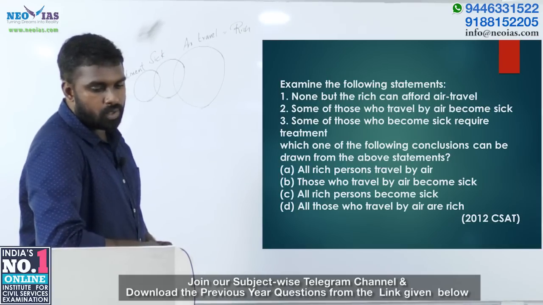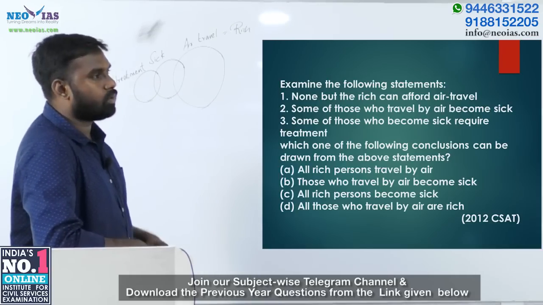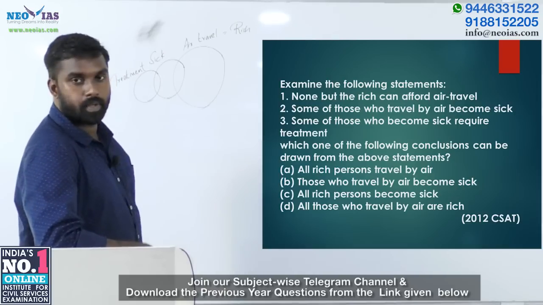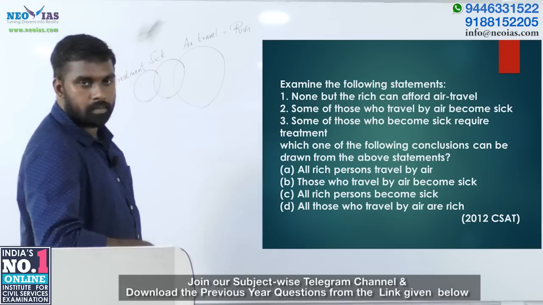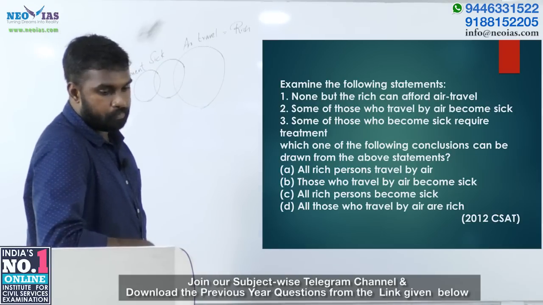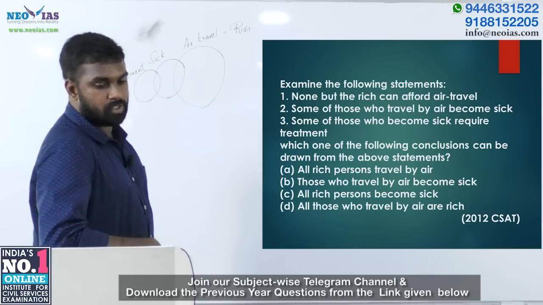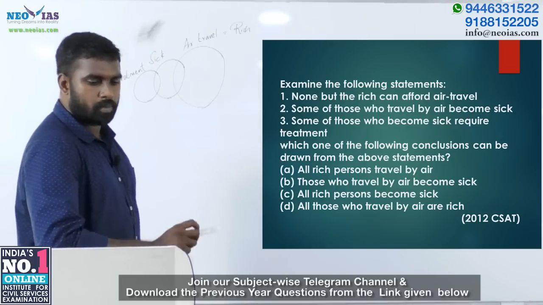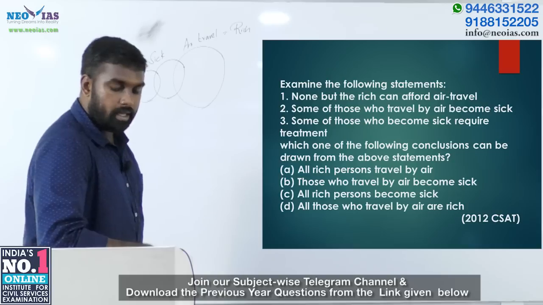Option B, those who travel by air become sick. That means whoever travels by air becomes sick. That is not possible. Only some of them who travel by air become sick. So option B is eliminated. Option C, all rich persons become sick. That is completely absurd, isn't it? So option C is eliminated. And D is the answer.